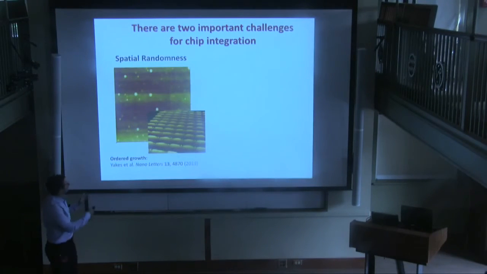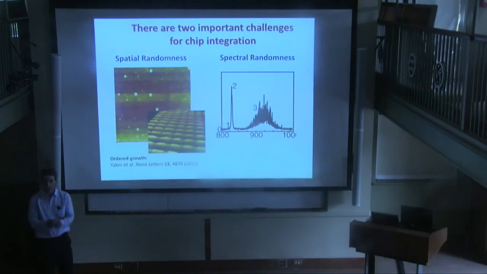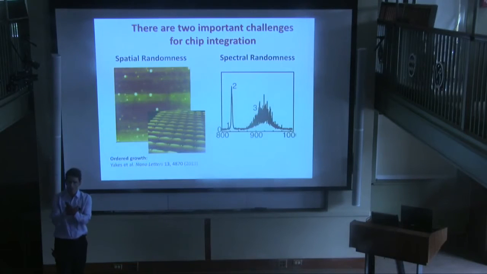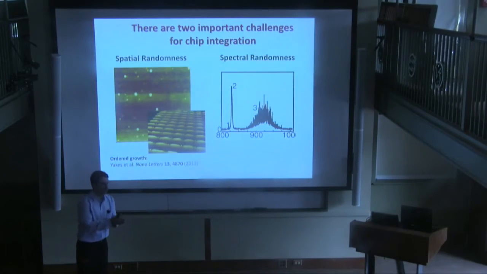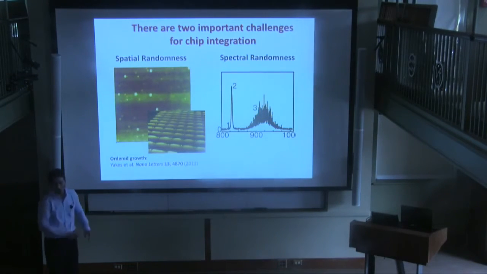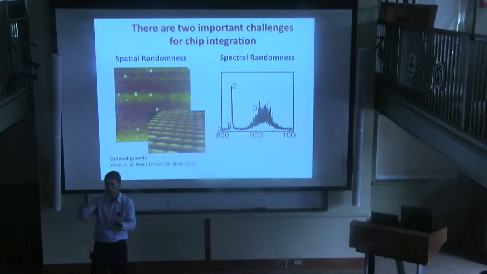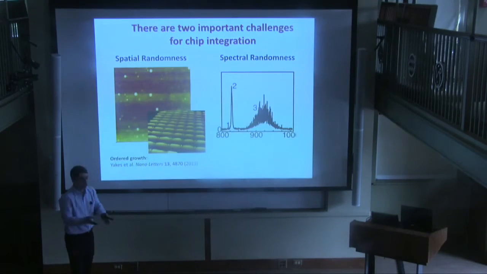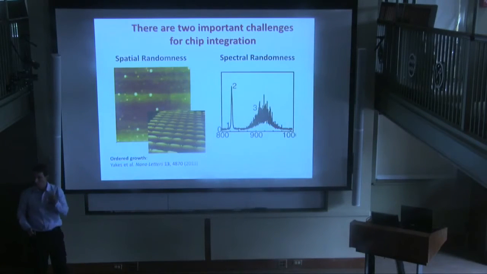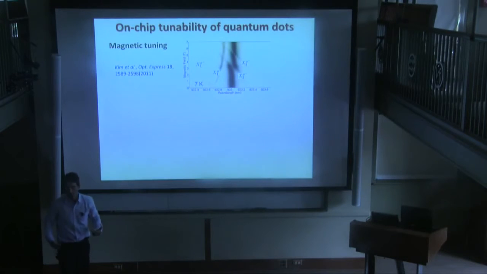But still, even if you do this, there's probably a much more insidious problem that you have to face, and that is that not only are we dealing with spatial randomness, we're also dealing with spectral randomness. Each one of these dots has a slightly different shape and size, and so when you look at the ensemble, they all have different energies. If I want 5 cavities and I want the 5 dots to all interact with each other, they all have to have the same frequency, and there's no real foreseeable way to solve this without adding some sort of tunability to the dot.